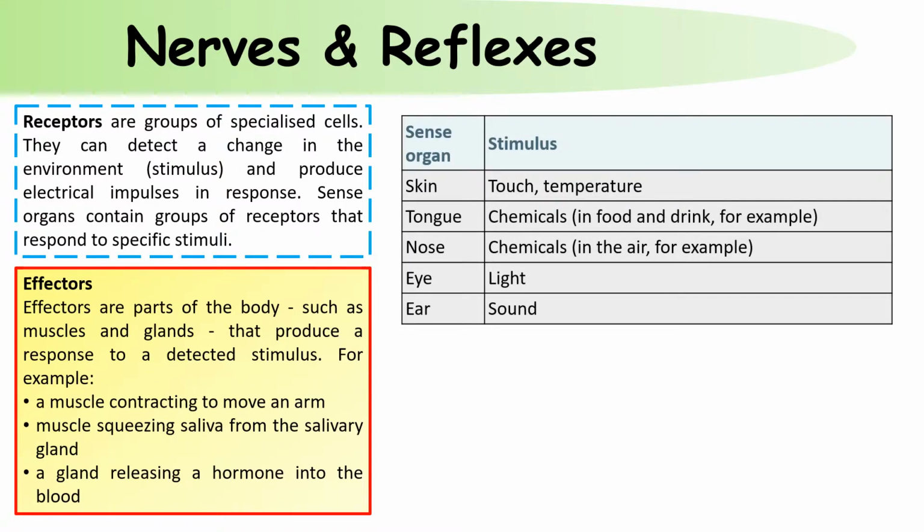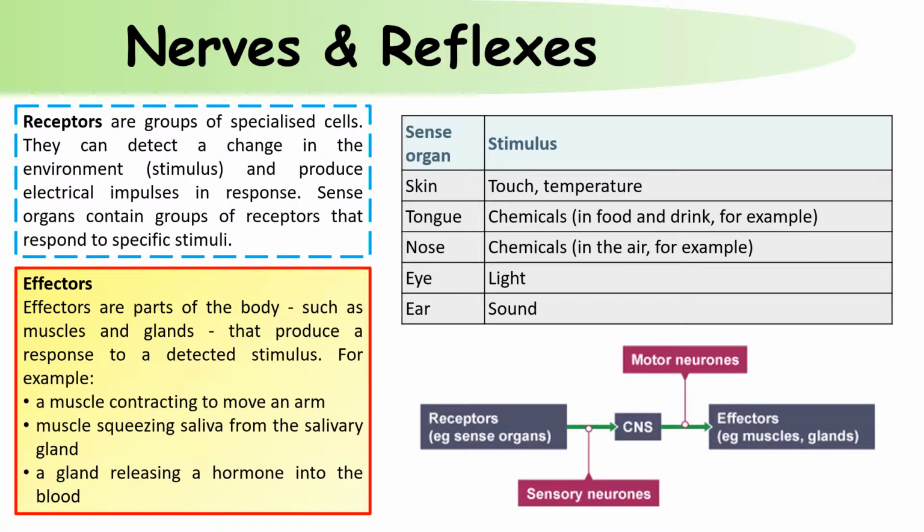The main sense organs are the skin, which is sensitive to touch and temperature, the tongue, which detects chemicals in food, not taste, the nose, which detects chemicals in the air, not smell, the eyes, which detect light, and the ears, which detect sound. Each of these sense organs turns these stimuli into nervous impulses that then travel back to the brain.